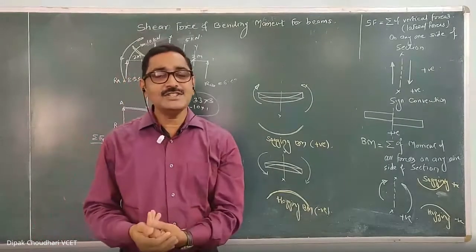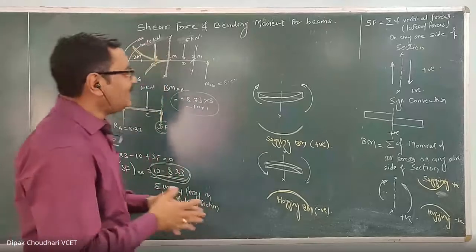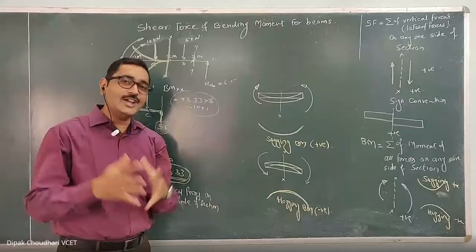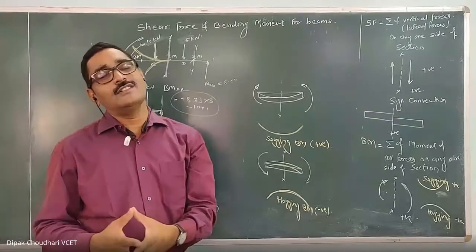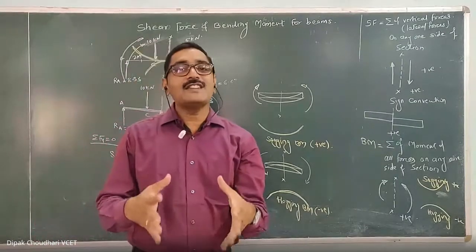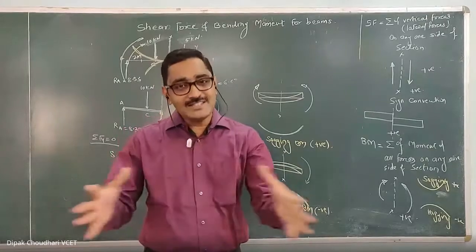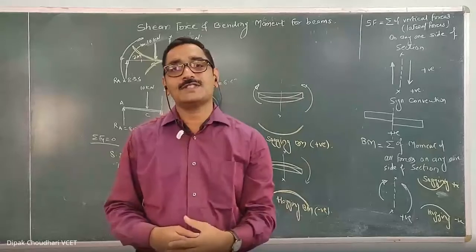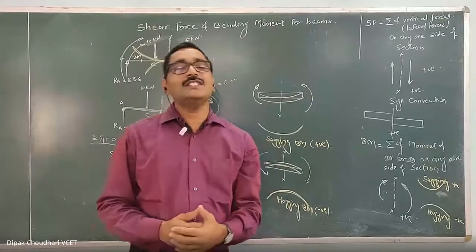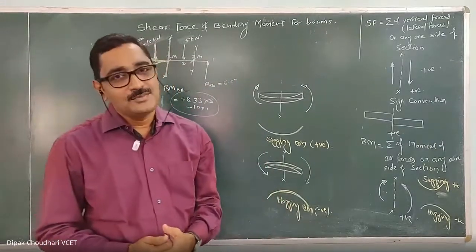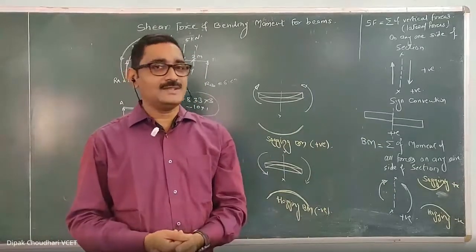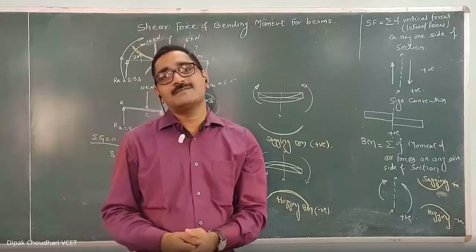And since it is induced in a beam, to calculate that we need to consider one imaginary section. I already told you that to find any internal force, we need to consider a section. By taking the section and separating it, the internal resisting force gets exposed, and we can calculate it by applying conditions of equilibrium or by some other means. But you need to expose it by considering the section.